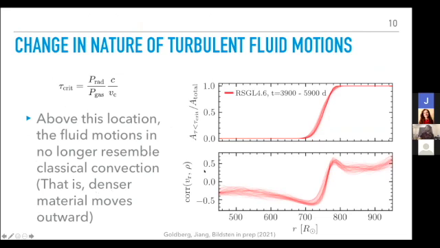Now, outside this critical tau location, the fluid motions no longer resemble classical convection, but there are still turbulent fluid motions. In fact, the denser material starts to move outward. Here on the bottom panel I'm showing the correlation between the radial velocity and the density. So when it's negative, the denser stuff is falling, and when it's positive, then the denser stuff is rising. And we think this has to do with the fact that these models are near Eddington luminosity near and above this tau crit.